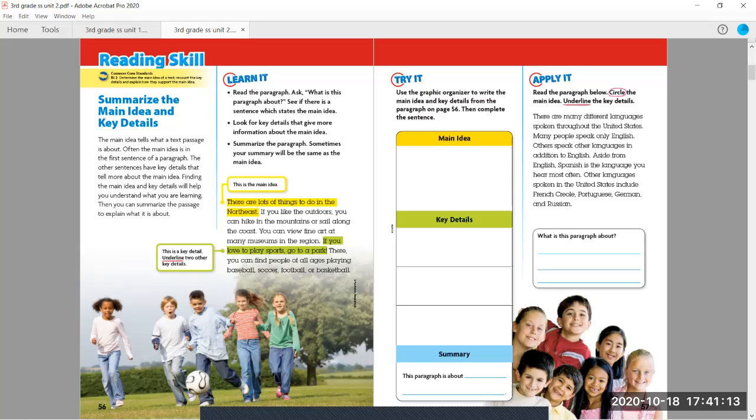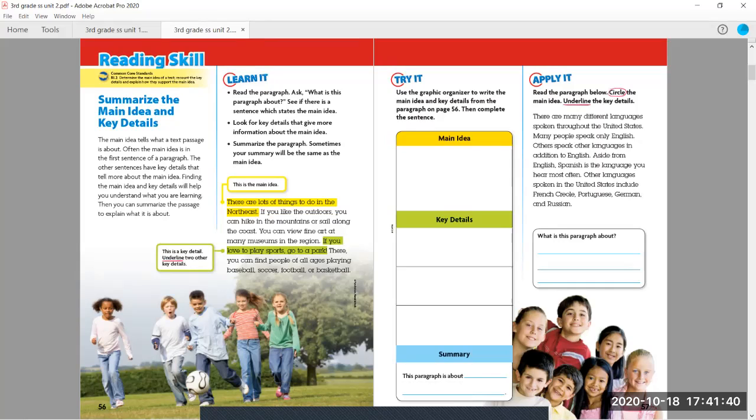Use a graphic organizer to write the main idea and the key details from the passage. Then complete the sentence. So over here, the main idea is this right here. One of the key details they put for you in green. The other ones are the ones we just discussed, so you can put the other two right here. And then the summary tells us that the paragraph is about the many things that we can do in the Northeast.